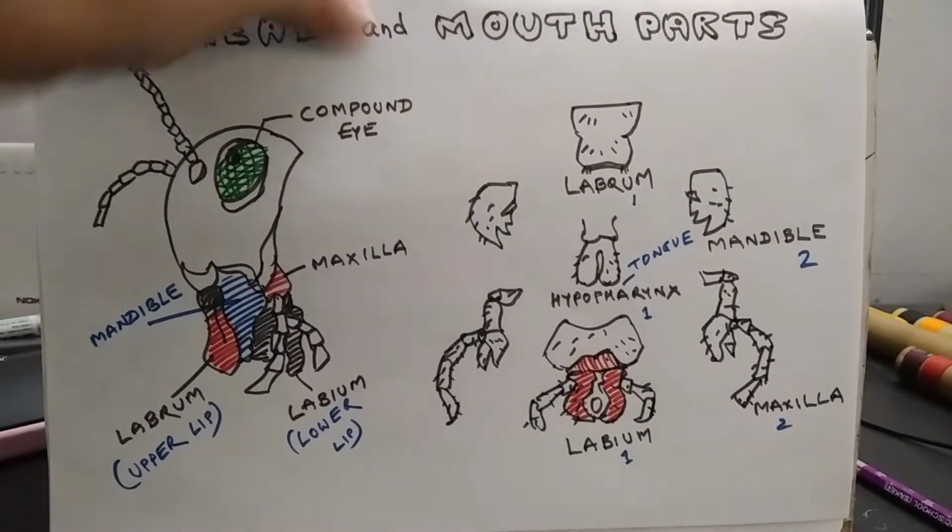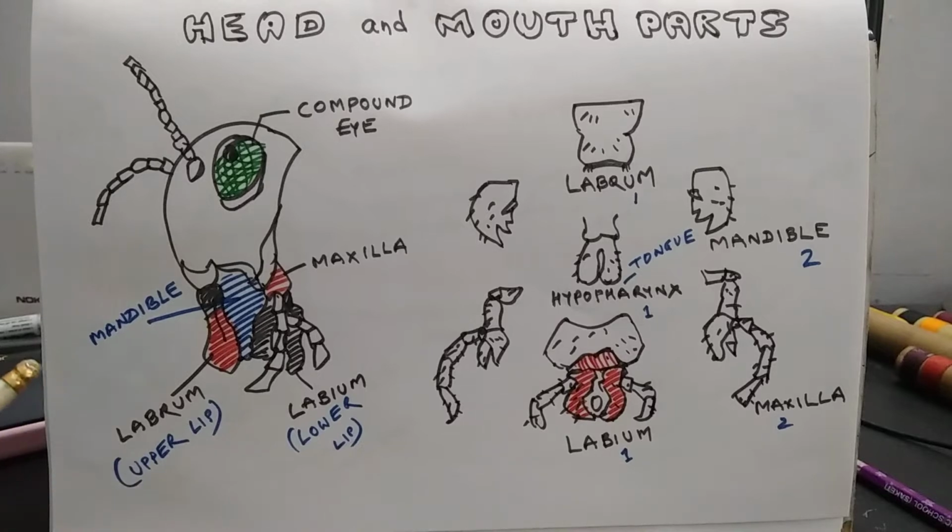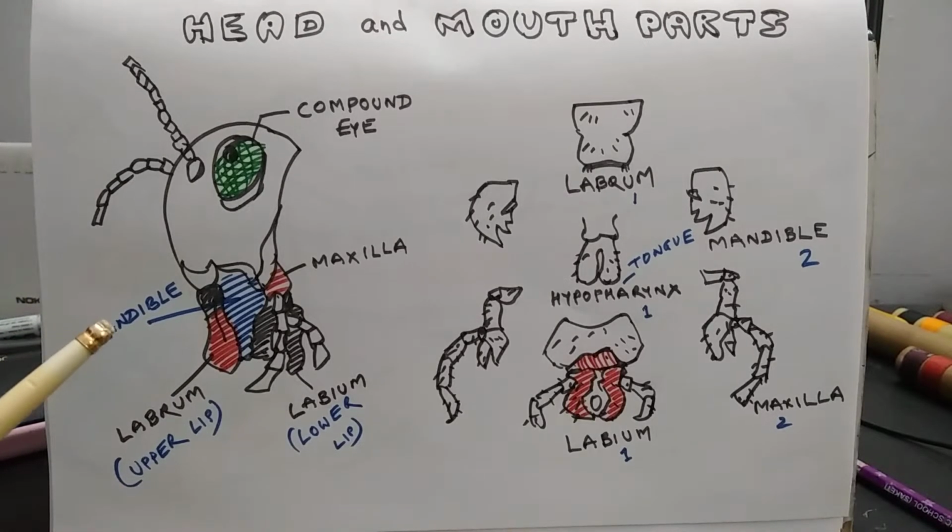Let us see what is there in the head and mouth parts of a cockroach. There is a pair of eyes and a pair of antennae in the head. The eyes are compound eyes and they are composed of ommatidia or lenses.